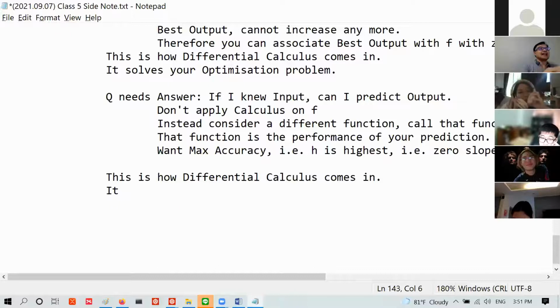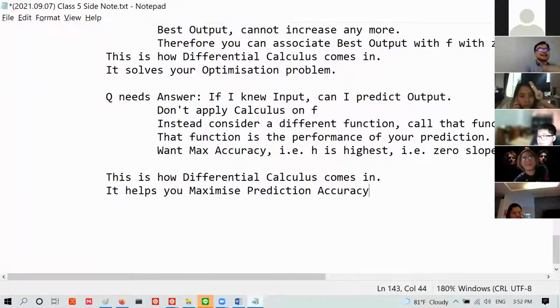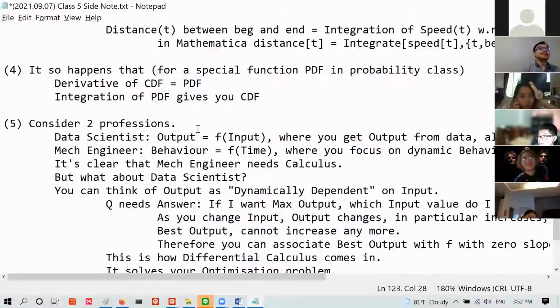This is how differential calculus comes in. It helps you minimize or maximize your prediction accuracy. Okay, so that's why you need calculus.